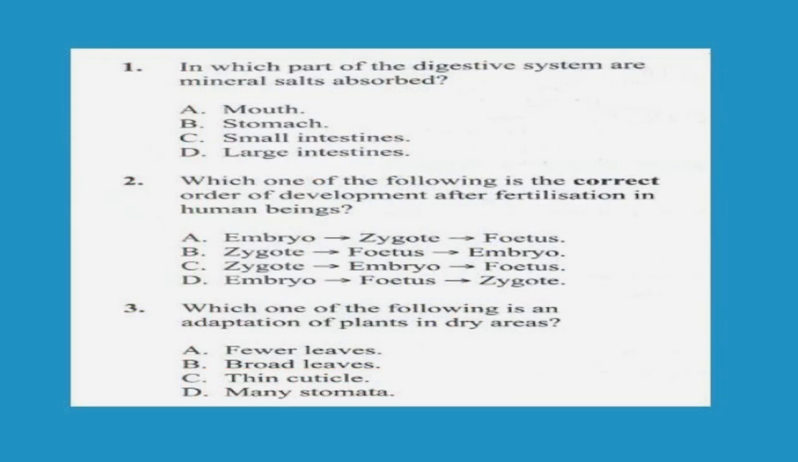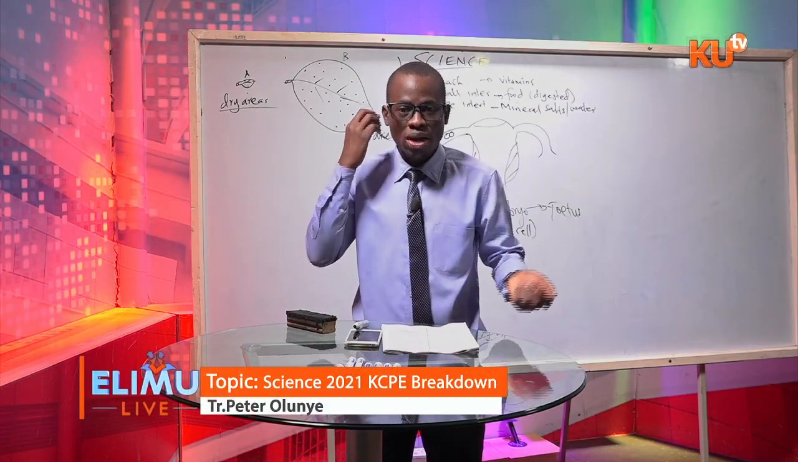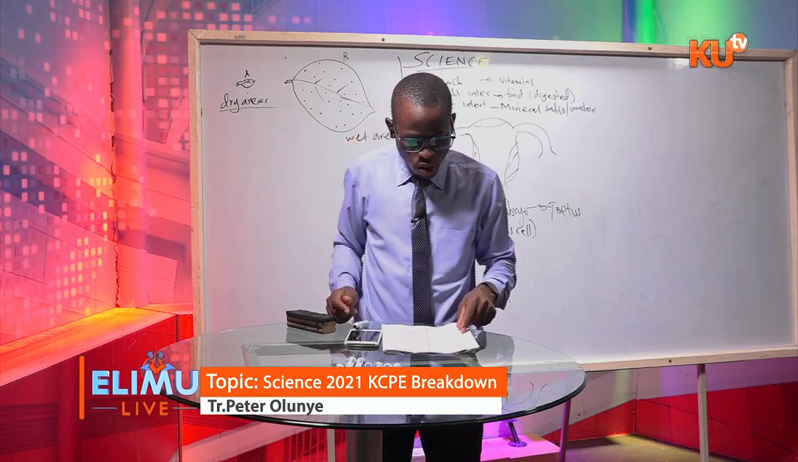Many stomatas, wet areas, because these plants that are growing in watery areas don't require more water. They need to lose more. So they're going to have more stomatas for them to lose more water.